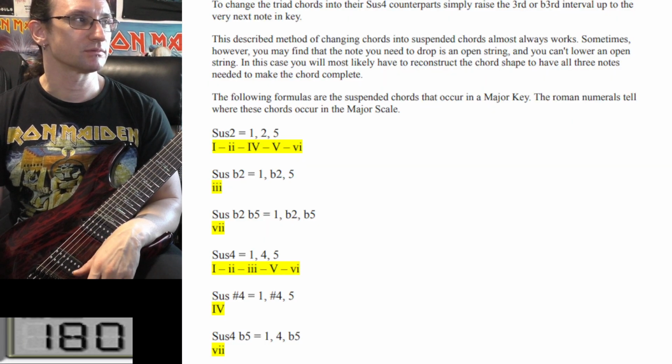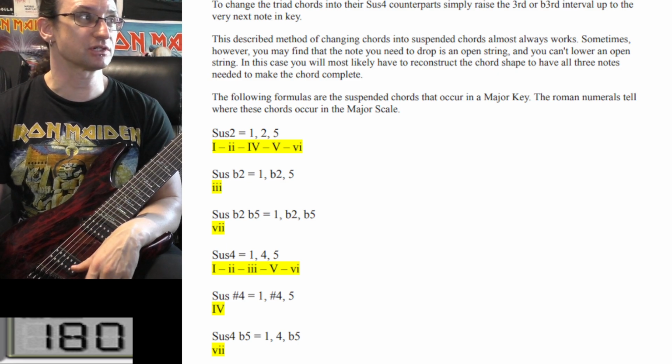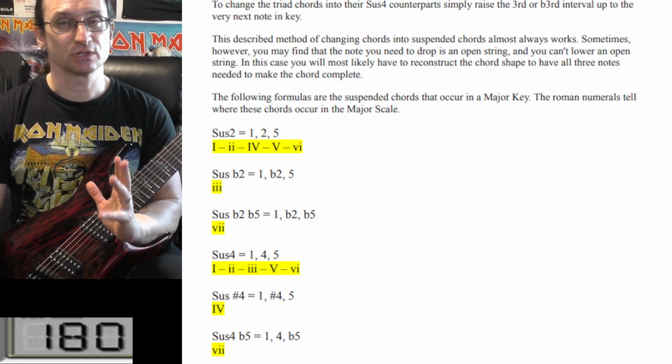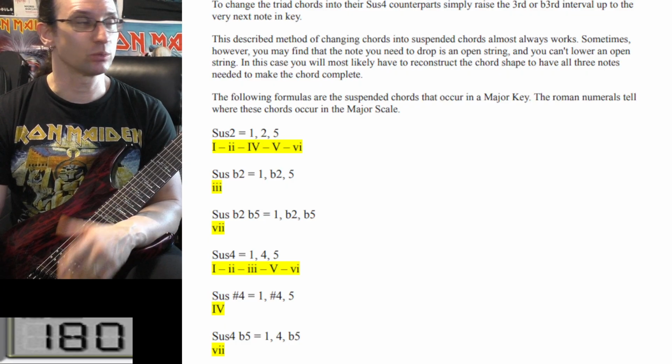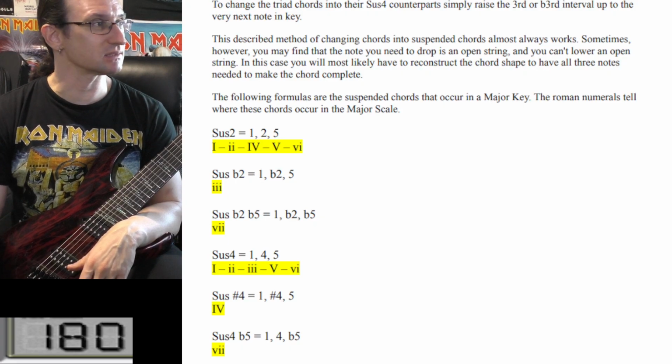Locrian mode, chord number 7, has a flat second and a flat 5 in it, so we just call it suspended flat second flat 5. So we just say what is altered, what is changed, in the chord name. It's a fairly simple naming process. Just say what's changed. That's it.